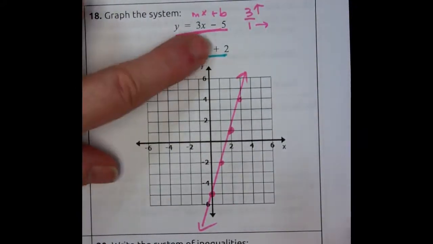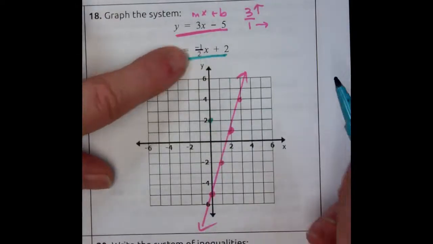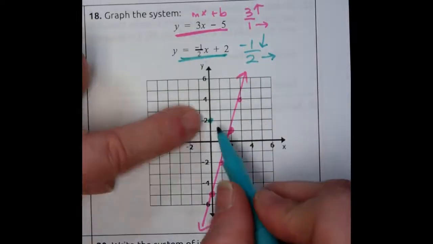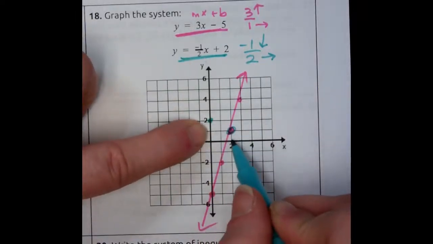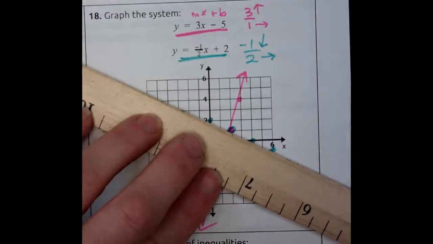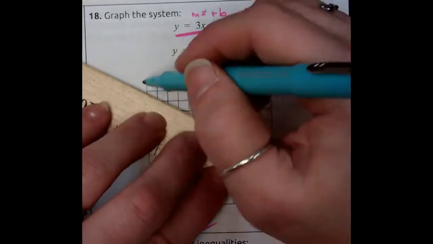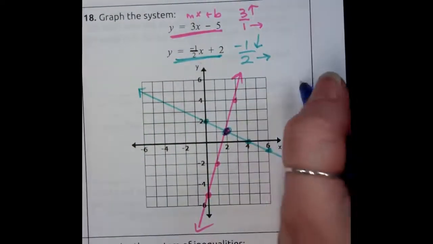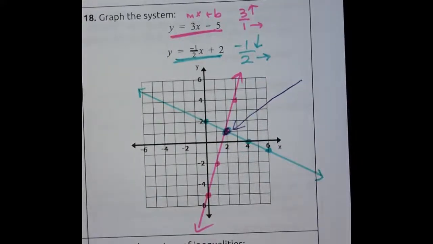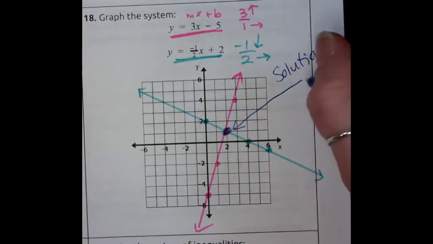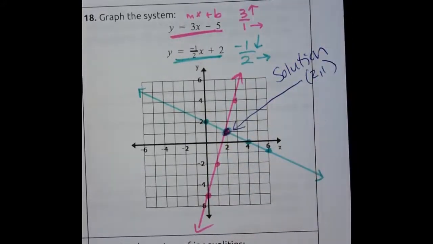And then this one is at +2, and my slope is -1 over 2, so that means down 1 over 2, down 1 over 2, down 1 over 2. So it's pretty clear here where they intersect. If it had asked us for the solution, that would be the solution right there, which is at +2, 1. It didn't necessarily ask us for that, but that is an easy way to find the solution of that system.